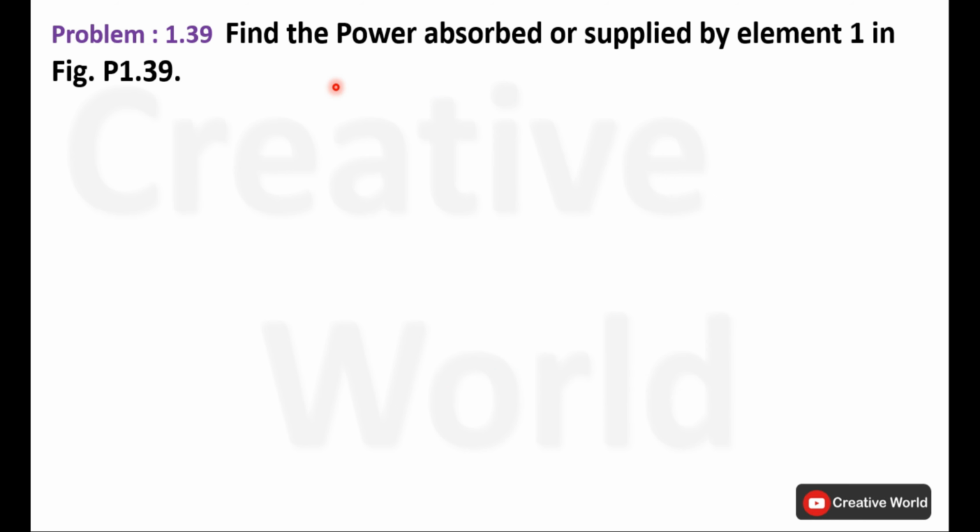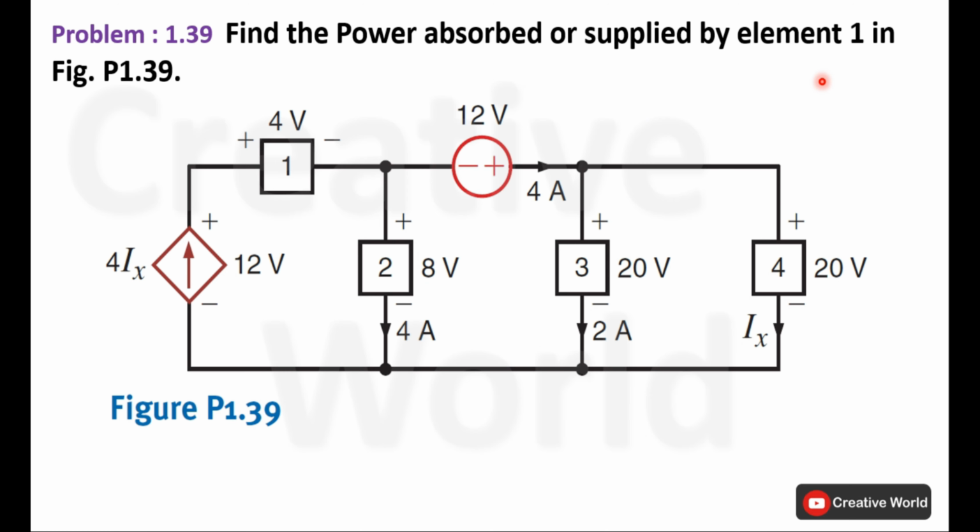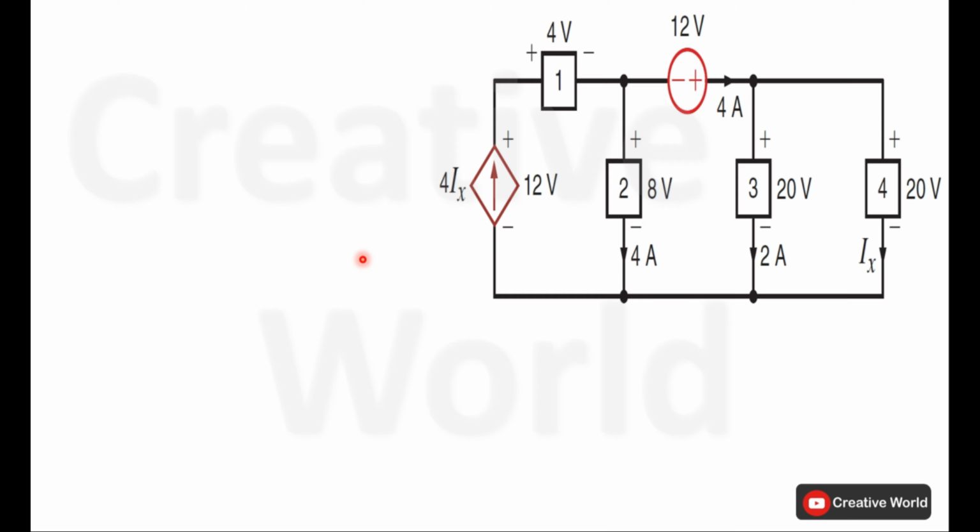Now read the scenario. Find the power absorbed or supplied by element 1 in figure 1.39. In this figure, we have to calculate the power of this element 1 and also identify the nature of that power, either that power is being supplied or absorbed. So without wasting time, let's proceed towards the solution. This is the figure 1.39 and in this figure we have to calculate the power of element 1.